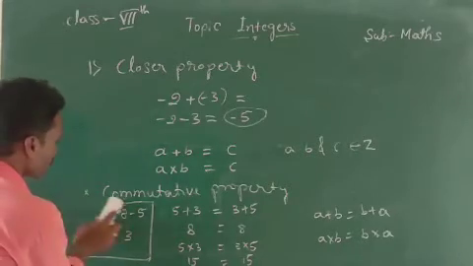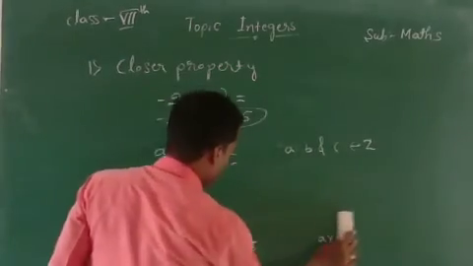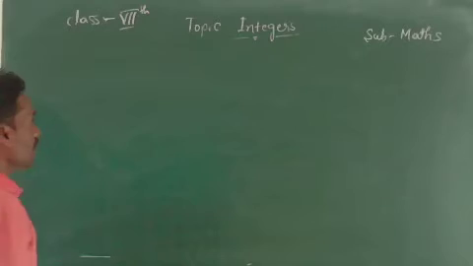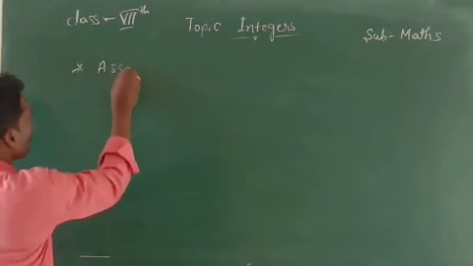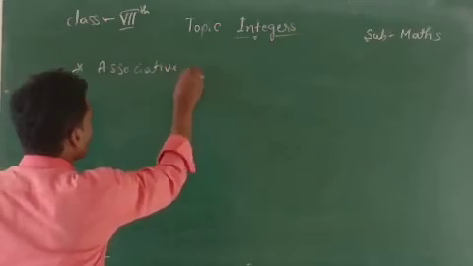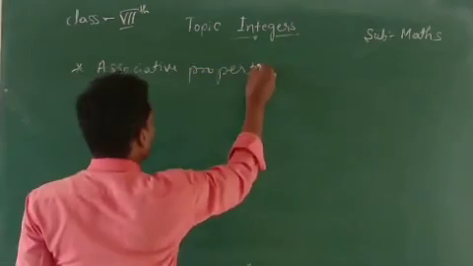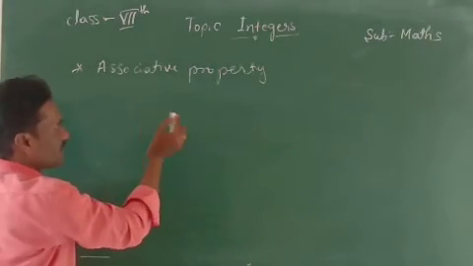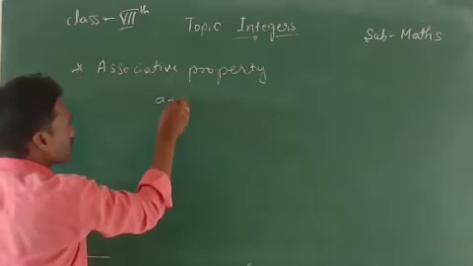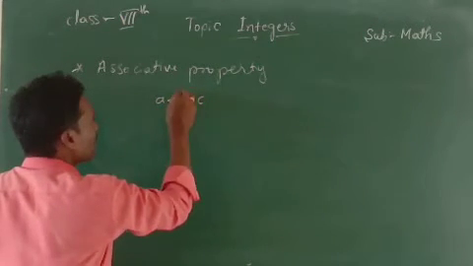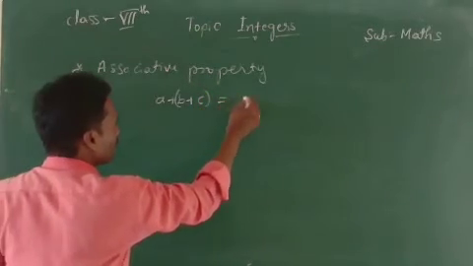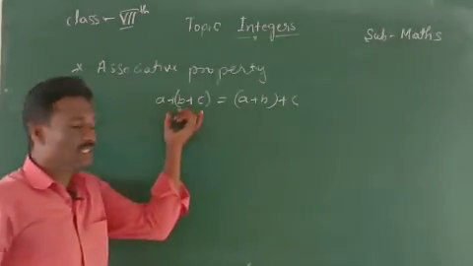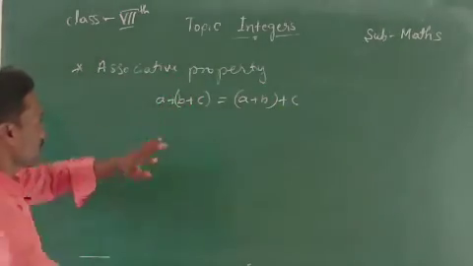Next, closure property, commutative property, and then the third one is the associative property. What does the associative property tell us? Directly I will write the general form: A plus B plus C. If you make a group, or we can take A plus B and plus C, the value will remain the same.